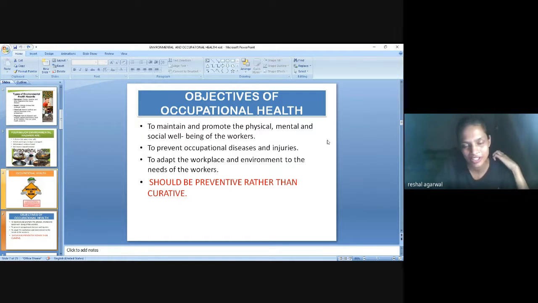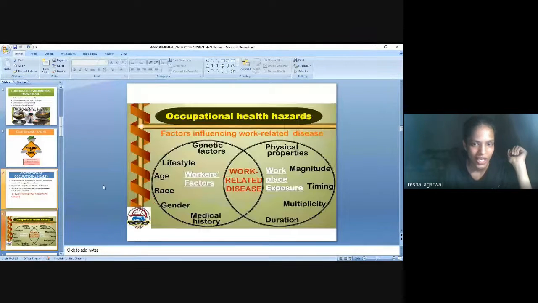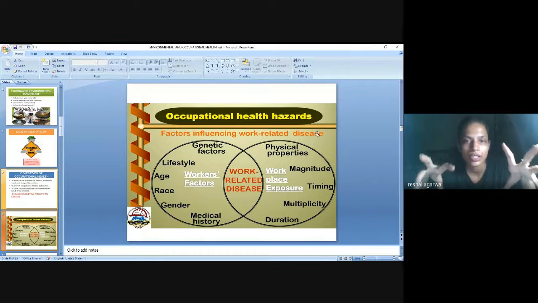So, talking about more objectives of occupational health, basically it can be summed up as it should be preventive rather than curative. Now, talking about occupational health hazards, work-related disease can be classified under two factors, that is the workers' factors and the workplace exposure. As the name itself tells us, workplace exposure acts as a health hazard for the worker through the physical properties, the magnitude, the duration, the timing, and the multiplicity. All these factors add up to how the exposure has an effect as a health hazard on the health of the worker.